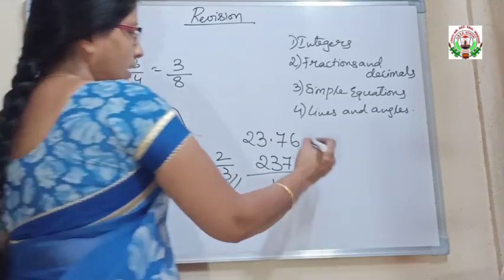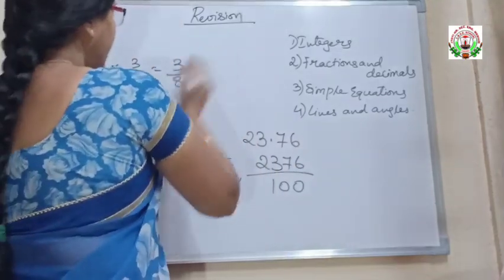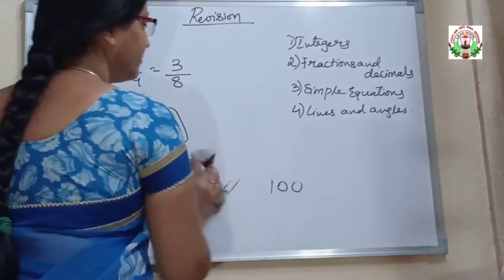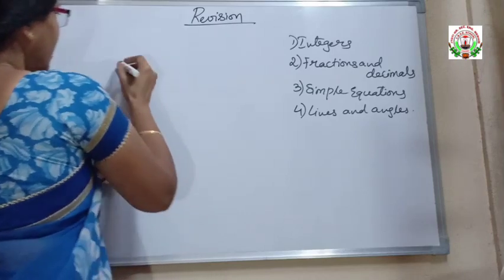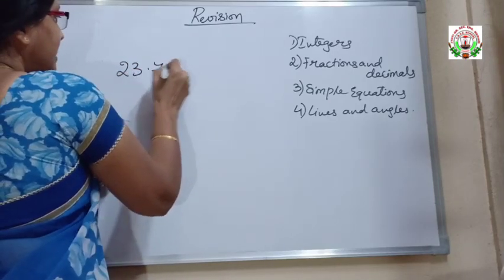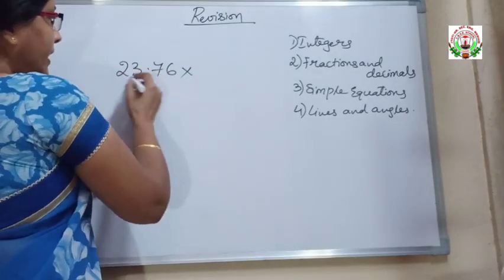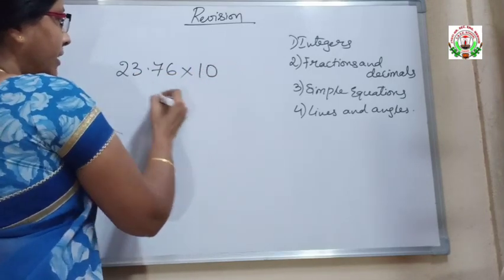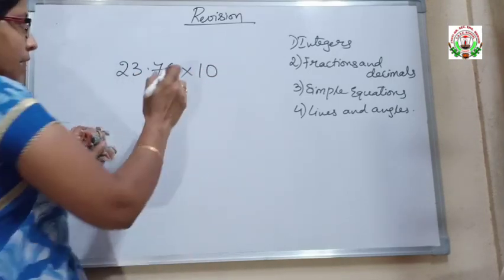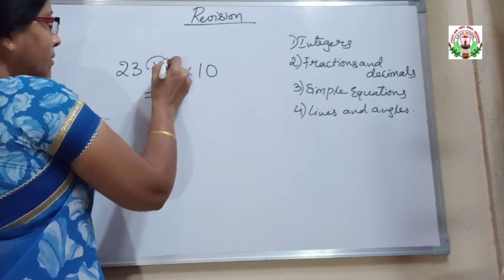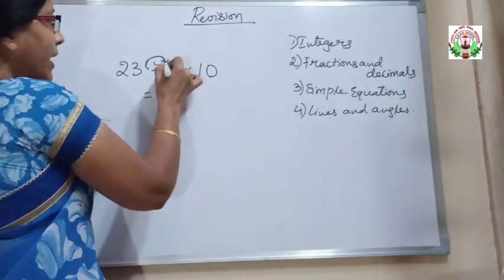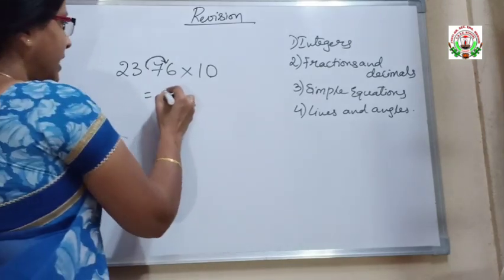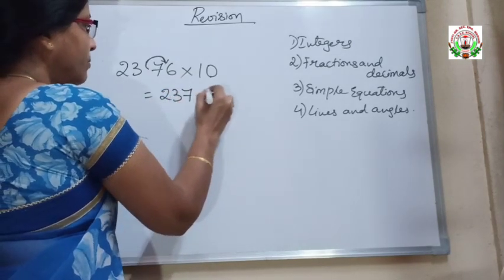And when you want to multiply this decimal number by 10, the decimal point moves one place, because there is one 0 here, so the decimal point moves one place to the right hand side. So the answer will be 237.6.